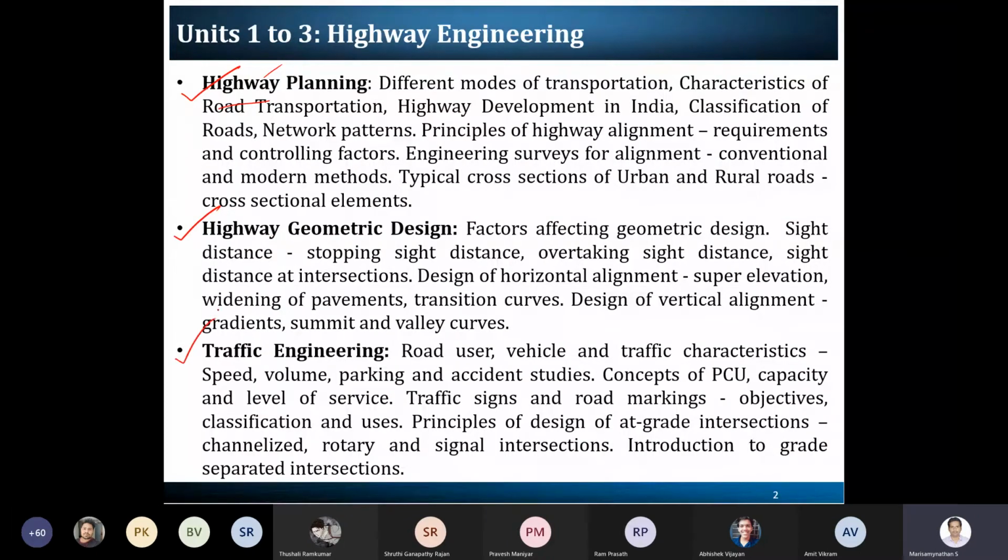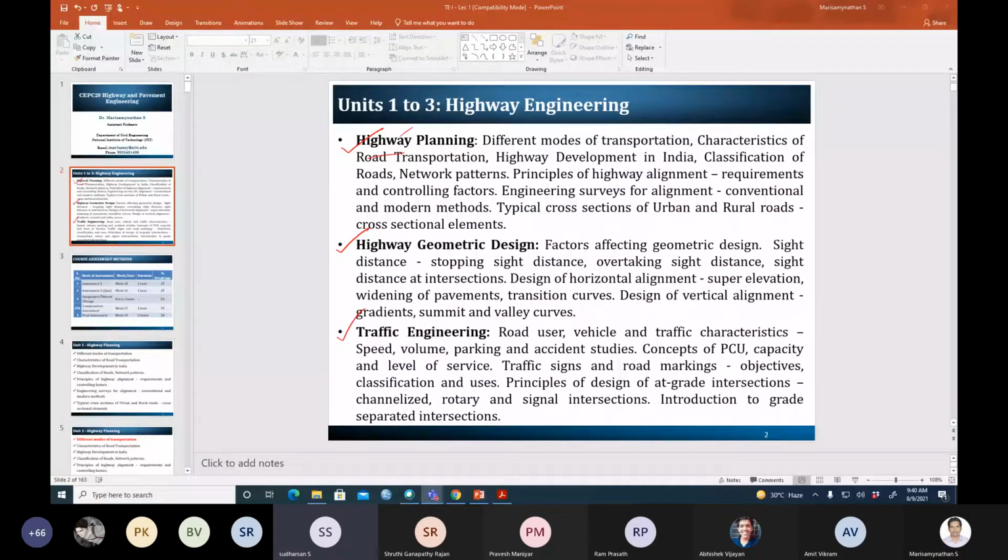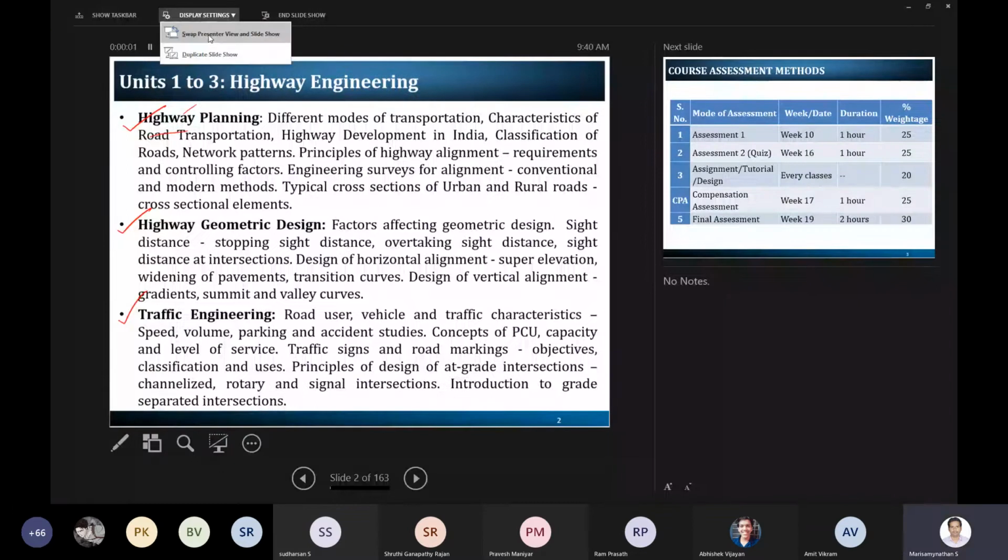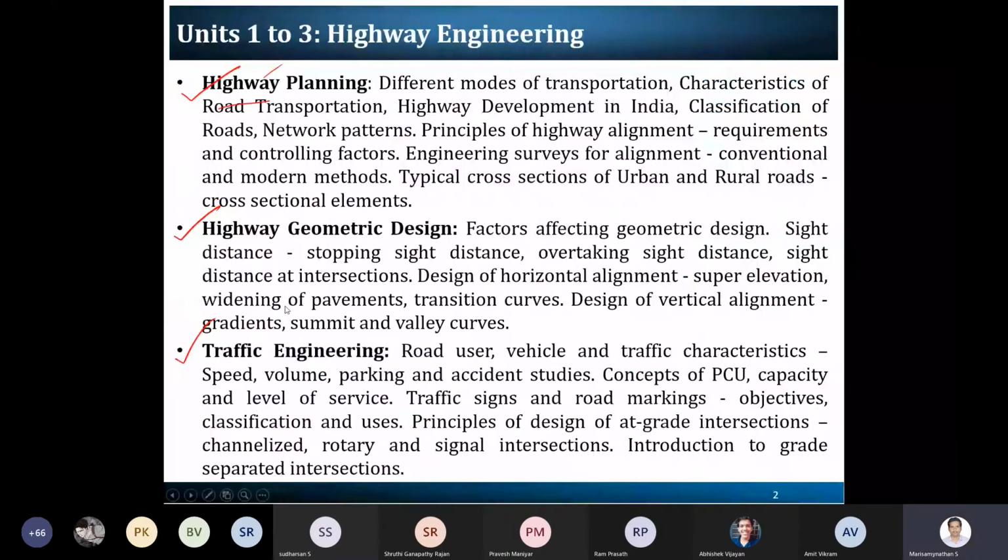Then the third will be traffic engineering. Other than that, some of the traffic parameters are there, for example the volume, speed of the vehicle, accident study, parking study. So different kinds of traffic parameters are there, and we are going to see that in the third unit.